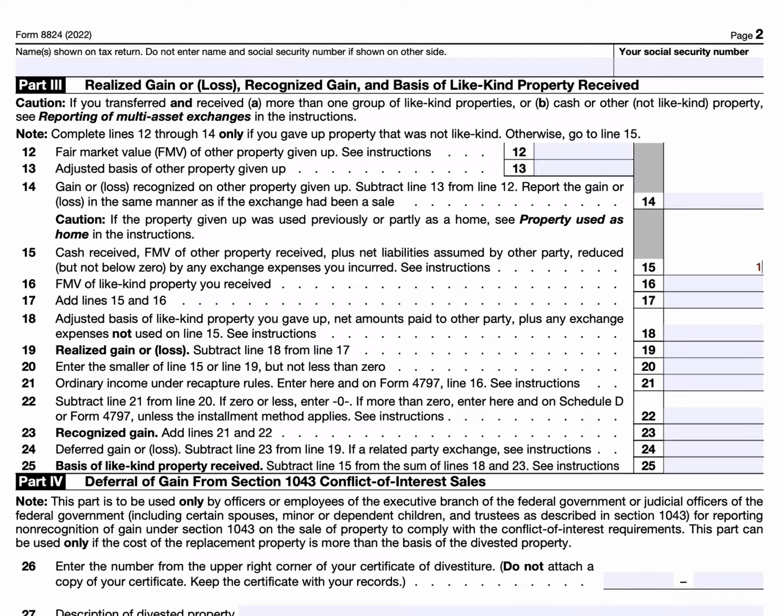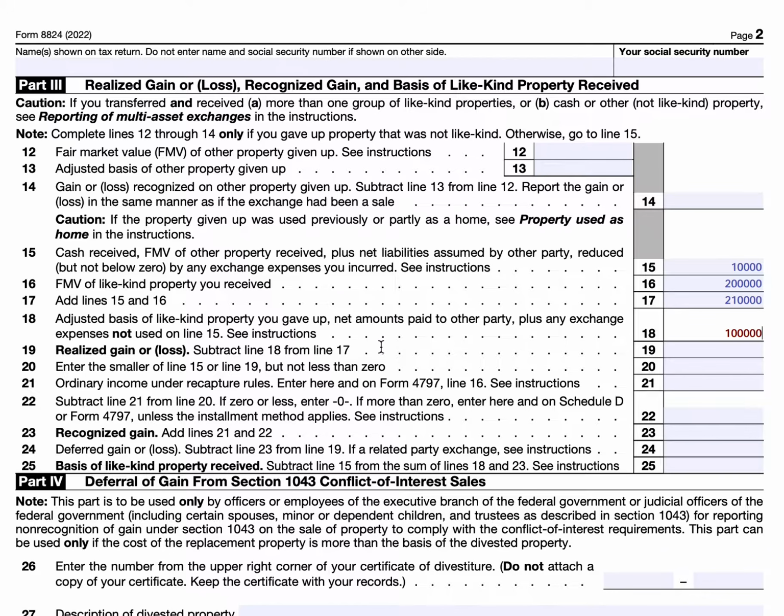So we're just going to say that our hero received $10,000 in cash, and then we traded. Our house was worth $200,000, and we're going to add lines 15 and 16. So now that's the new house, right? So if we had an adjusted basis of the like-kind property that we gave up, and we'll just say that John's basis in his old house was $100,000.